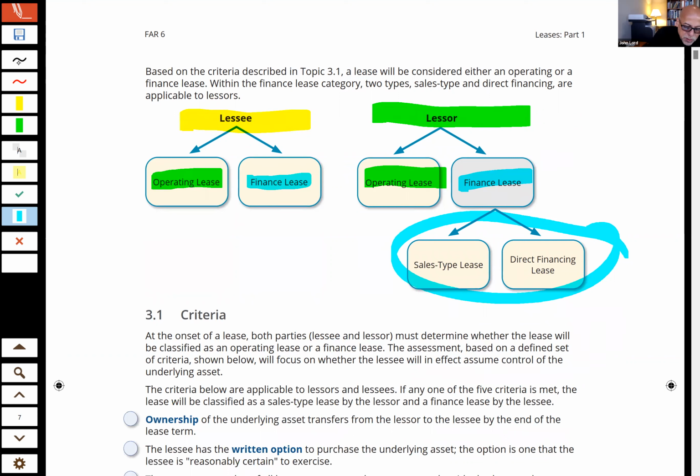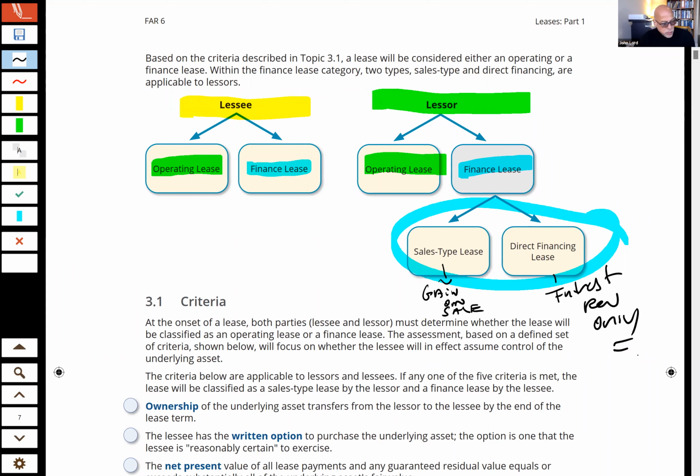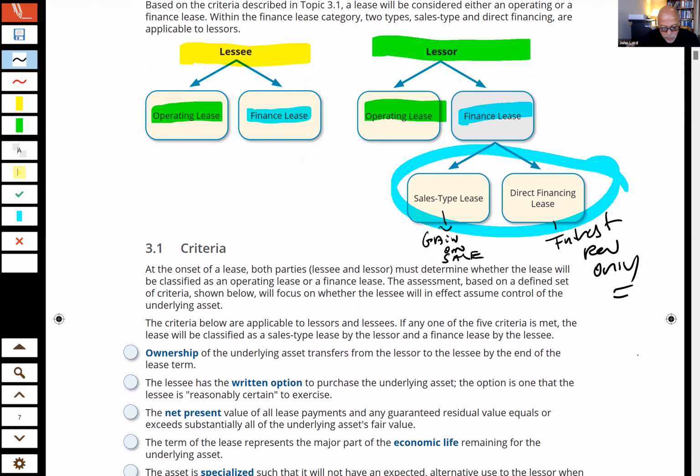Now, if it's a sales type lease, there will be gain on sale. If it is a direct financing lease, there will be interest revenue only, and that's going to come a little bit later, and we'll explain that a little bit later, but I figure I might as well set you up with that understanding now.